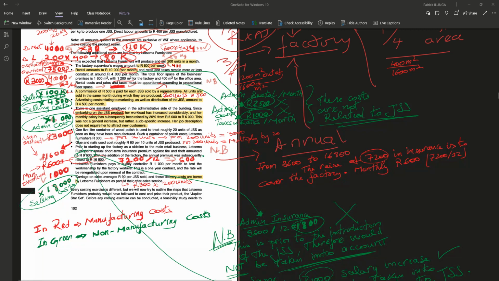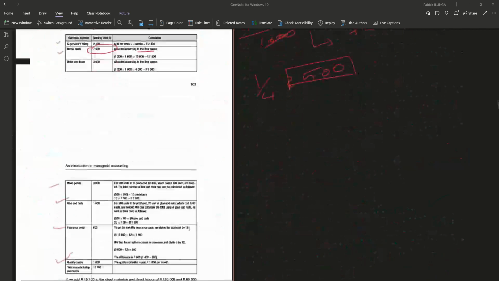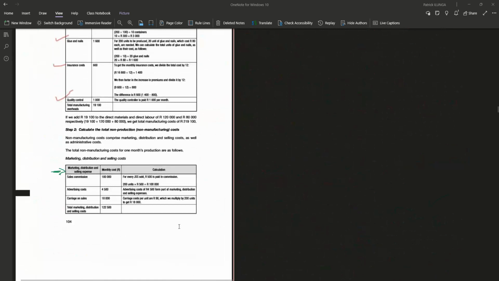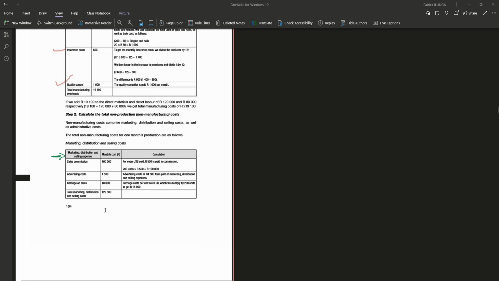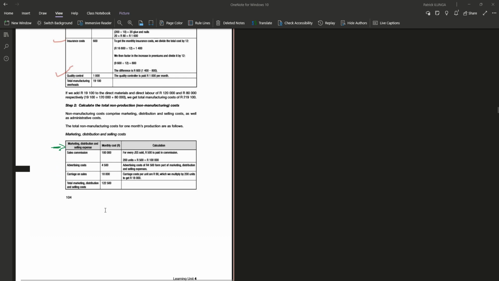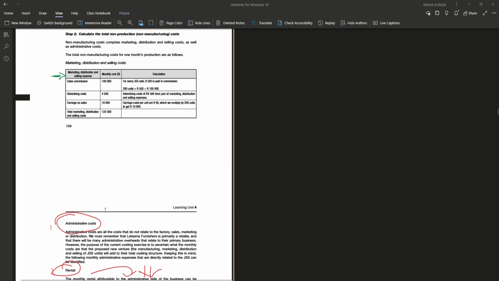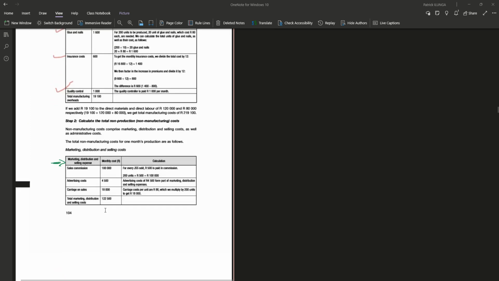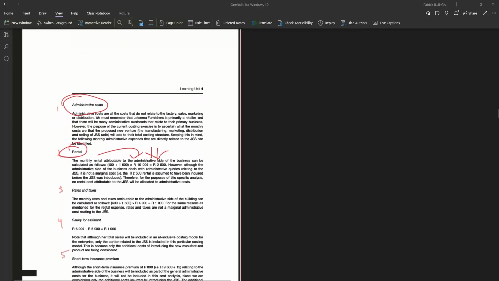We have 200, right? So 90 times 200 will give us 18,000. So we have these three, which form the non-manufacturing cost, and the total will be 122,500 for the total, right? Which we now can add to find the total cost that is involved for the particular product.